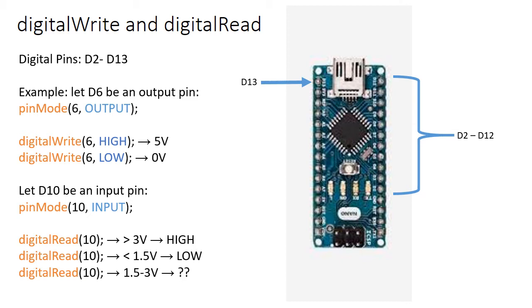We want to be certain that if we get high back, what that means is the voltage really is greater than 3 volts. And if we get low back, it means the voltage really is less than 1.5 volts. So we have to make sure that we set up the circuit so that we're going to see either high or low, with no ambiguity.